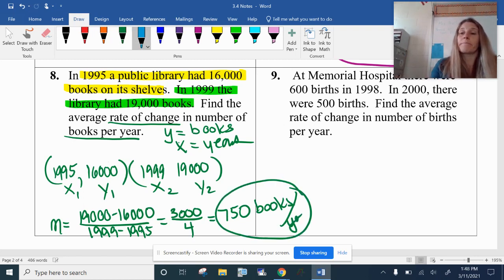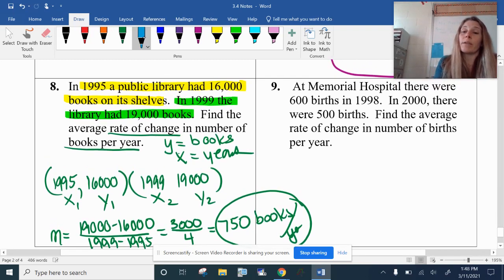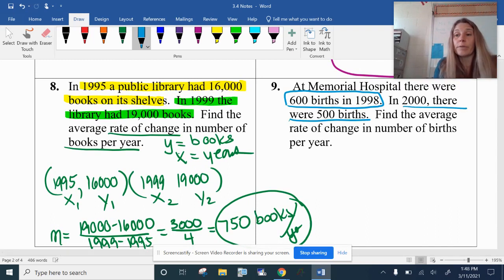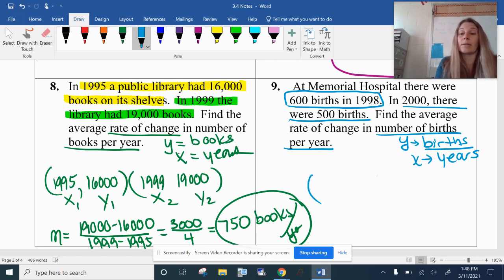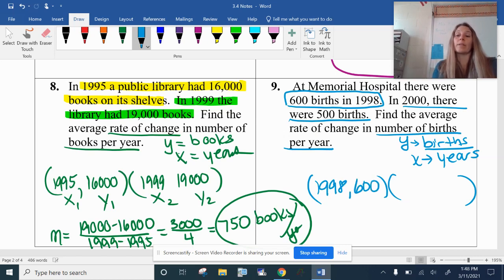All right, and then finally, at Memorial Hospital, there were 600 births in 1998. In the year 2000, there were 500 births. Find the average rate of change in number of births per year. So births per year tells me that Y is representing births and the year is X's again. So even though they're giving it to you in this order, 600 births in 1998, 1998 still has to go in as your X, and the number of births is your Y because it's births per year. Same thing in 2000, the year goes in as your X value and the births go in as your Y value.